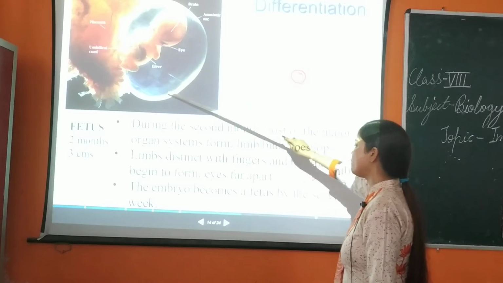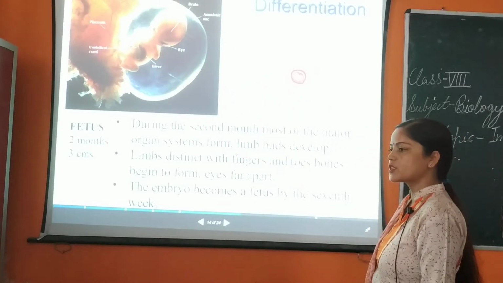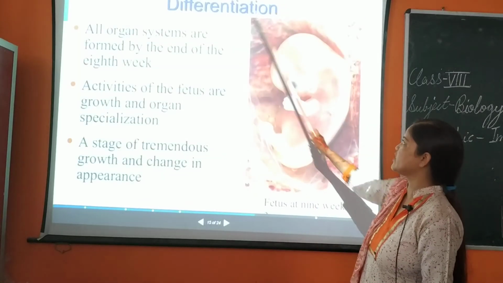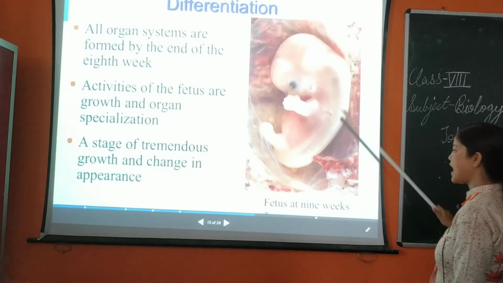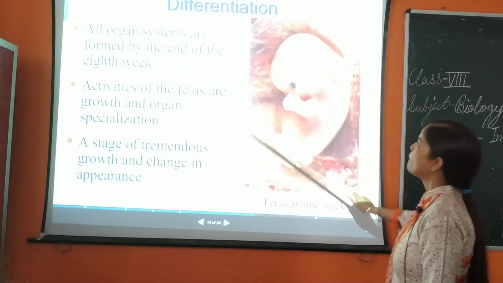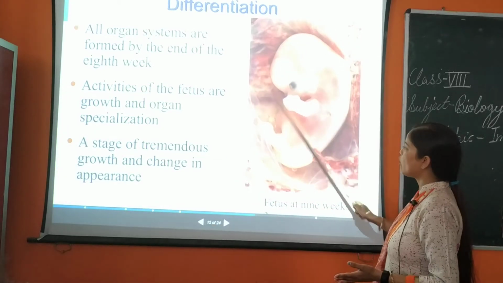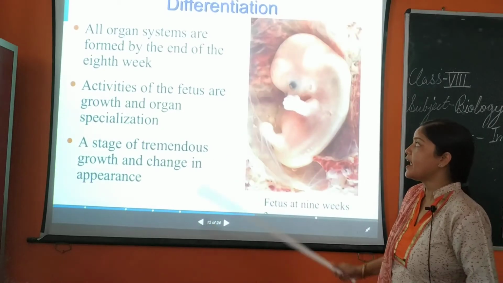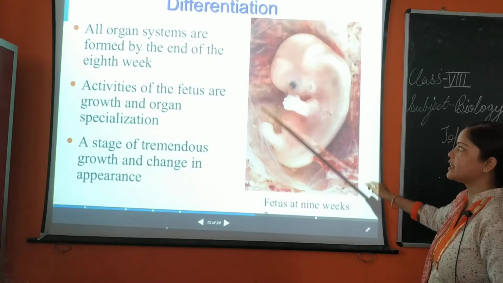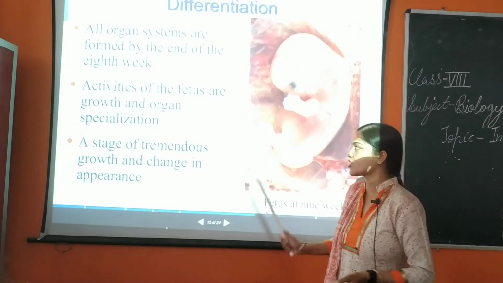Now the embryo becomes a fetus by the 7th week. Now differentiation, fetus at 9 weeks. All organ systems are formed by the end of the 8th week. Activities of the fetus include growth and organ specialization, a stage of tremendous growth and change in appearance.